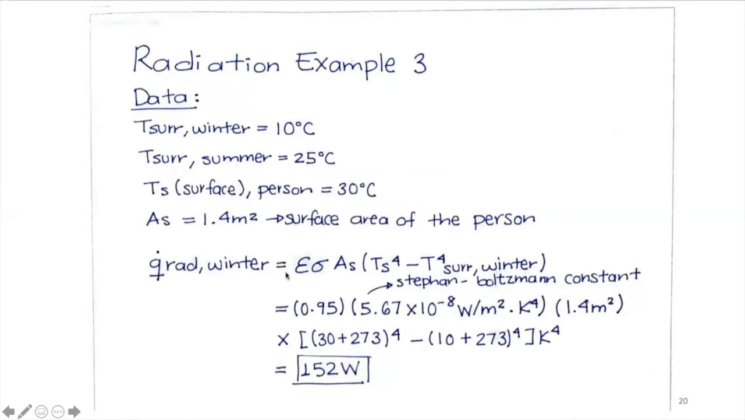So Q radiation in winter is going to be epsilon, emissivity 0.95, times the Stefan Boltzmann constant, in this case in international system, times the surface area of the person, times the difference of temperature in absolute scale to the fourth. So 30, that is the person's temperature, plus 273 to the fourth, minus 10, that is the surroundings winter temperature, plus 273 to the fourth, gives us 152 watts.